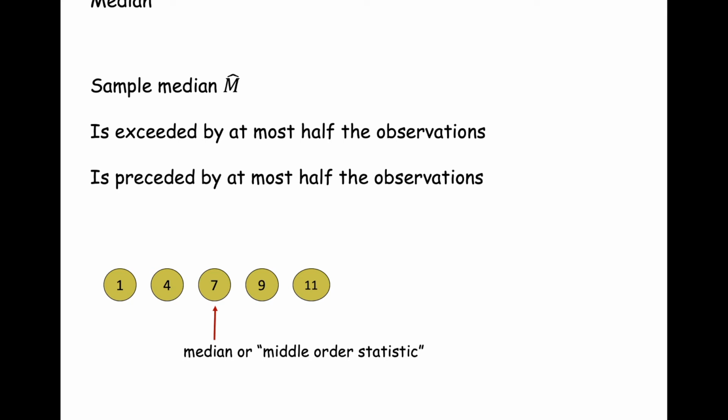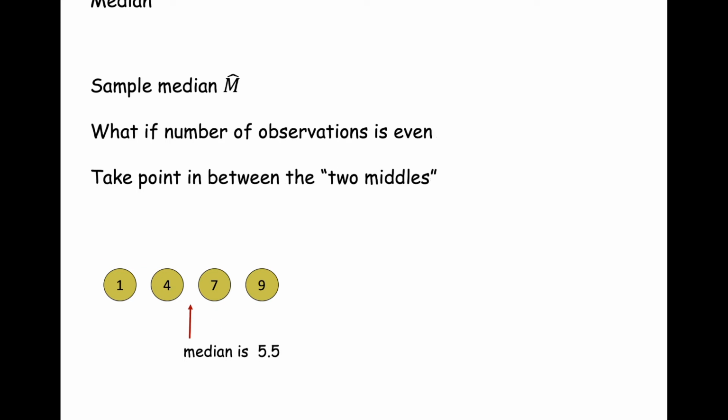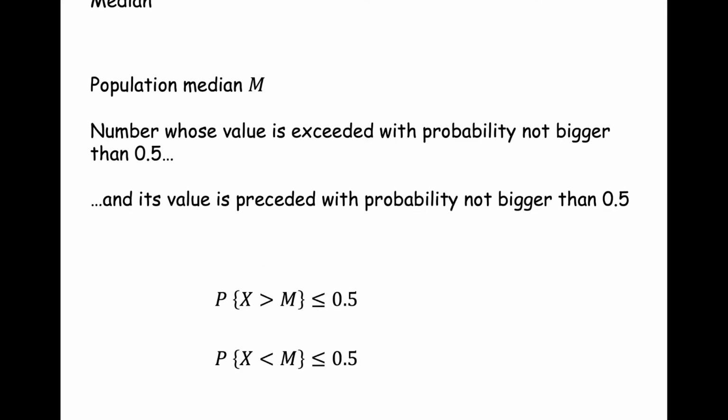If it is odd, you have an actual value that is your sample median. If it is even, you synthesize it by calculating the midpoint between the two middles. So there's also a population equivalent of the median called the population median. That's big M. And you notice here it's M with no hat, no caret above it, because it's the actual population parameter or value and not the sample value.